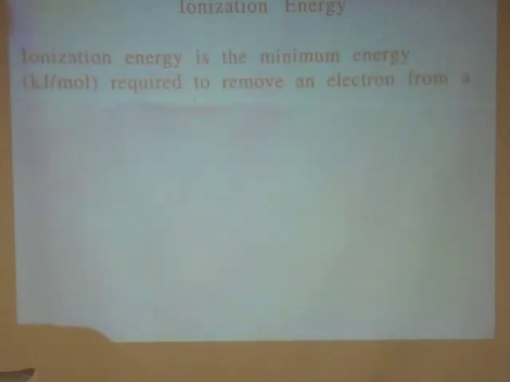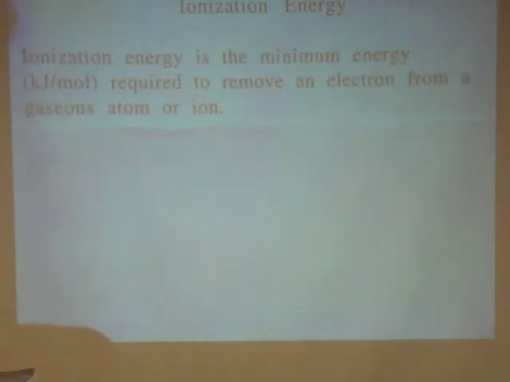The next trend that we're going to talk about on the periodic table is ionization energy. And ionization energy is the energy that is required to remove an electron from an atom. Okay, so let's look at a definition here.